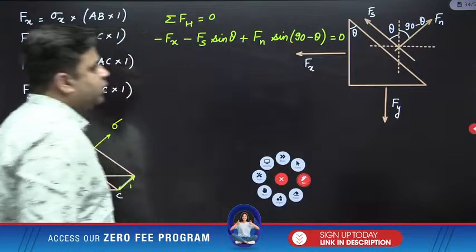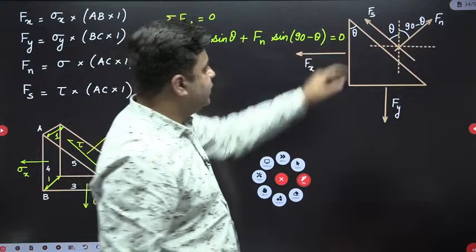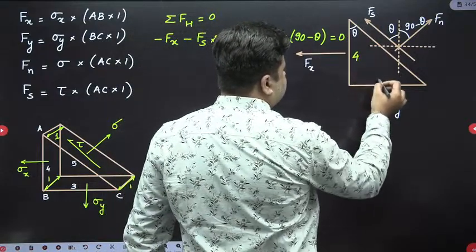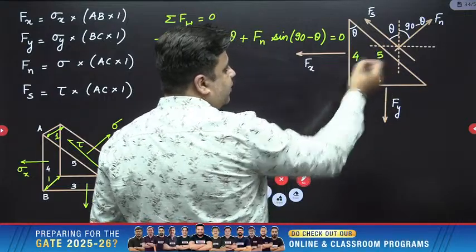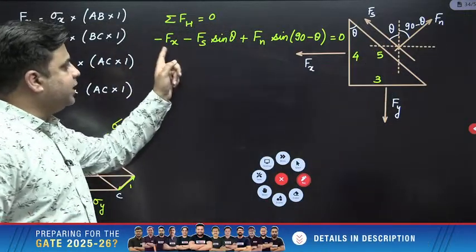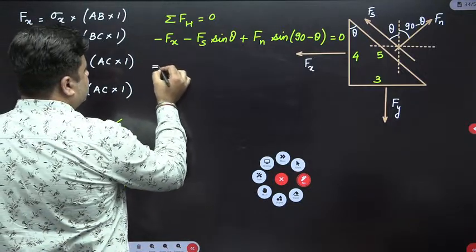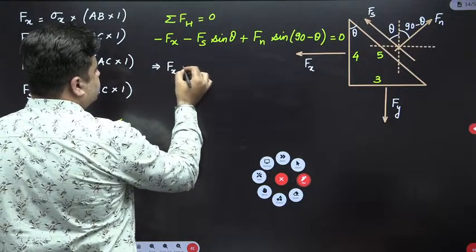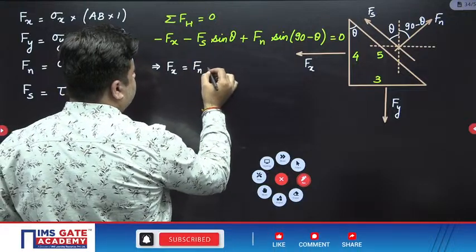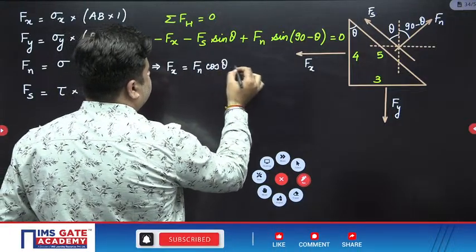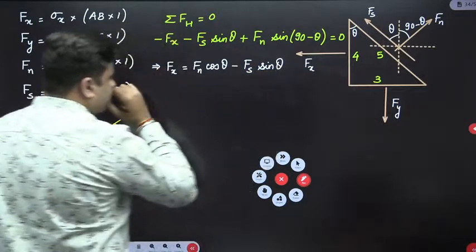equal to 0. You know the value of sine theta and you know the value of cos theta. Reason is, if this is theta, this is 4, this is 3 and this is 5. So sine theta will be 3 by 5 and cos theta will be 4 by 5. Substitute all the values and get me the value of Fx. So Fx is equal to Fn cos theta minus Fs sine theta.